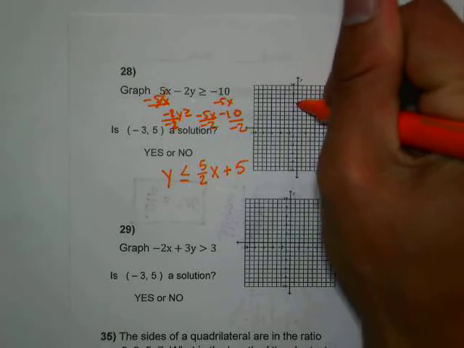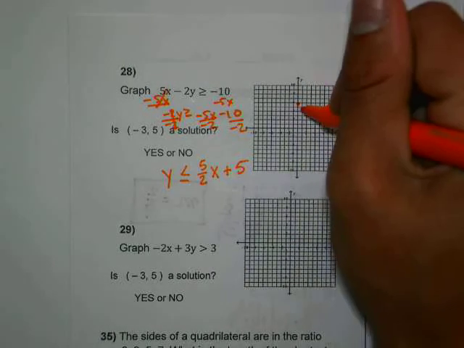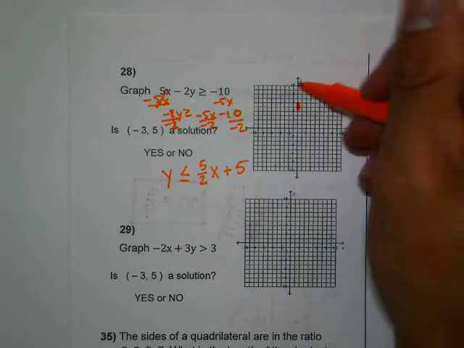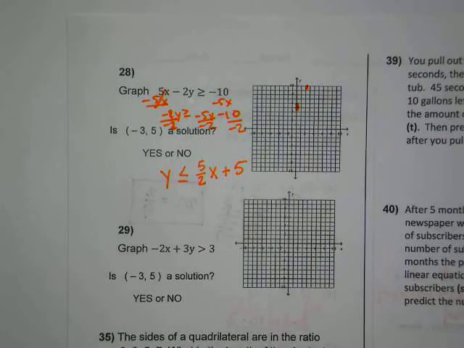All right, so then you are going to plot your point at 5, which I know is kind of hard to see. Actually, I think it's right there. And then you're going to go up 5 over 2 for your slope.